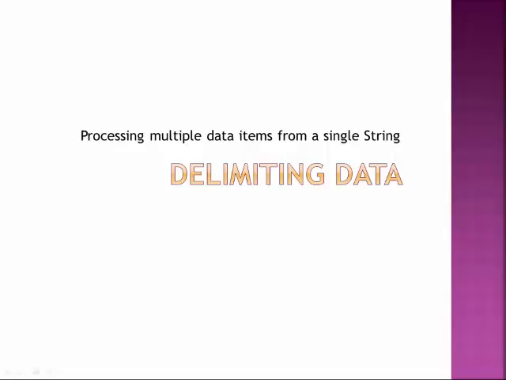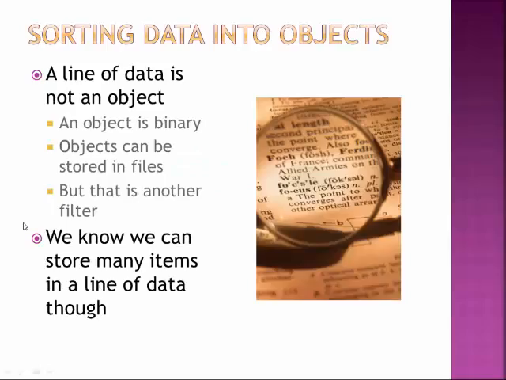So now you've seen how we read data in. But when we read it in, we're reading it as a whole line at a time. And it's hard to represent many pieces of data on a line and cohesively know what's going on. See, a line of data isn't an object. In Java, we like to think in objects.